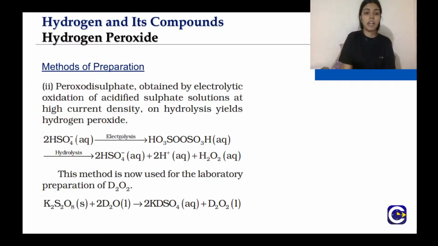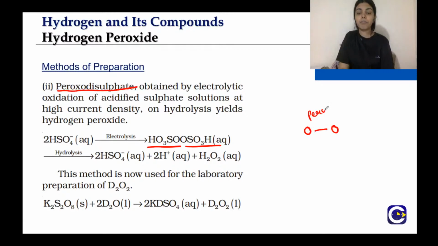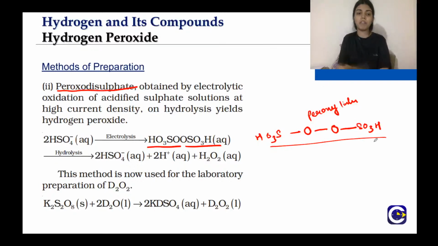Next, electrolysis of HSO4 negative will give you peroxo disulfate. This linkage is known as the peroxy linkage. So peroxo and then disulfate, SO3H and SO3H, is known as peroxo disulfate. On electrolysis we obtain this, and hydrolysis of peroxo disulfate will give you H2O2, peroxide in aqueous form.